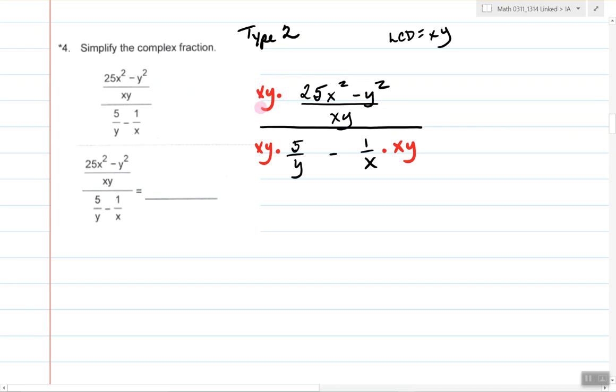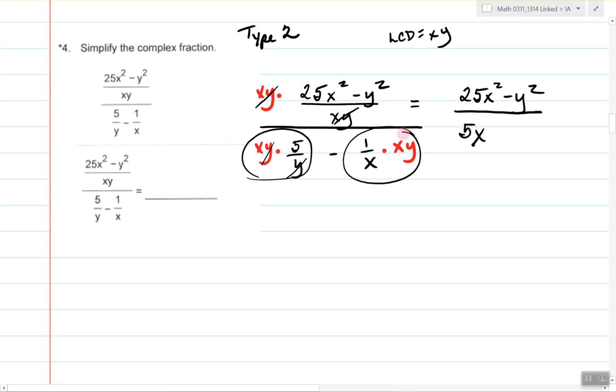For the numerator, the xy's divide out, and I'm left with 25x squared minus y squared. Over this part of the denominator, the y's divide out, and I'm left with 5x. This part of the denominator, the x's divide out, and I'm left with minus y. It may be finished, but look at that numerator. Is that factorable? And the answer is yes.